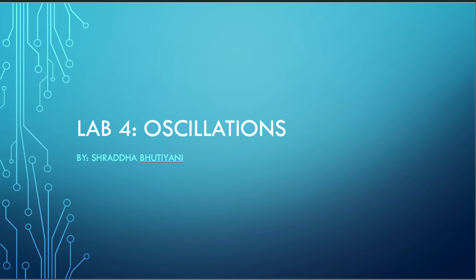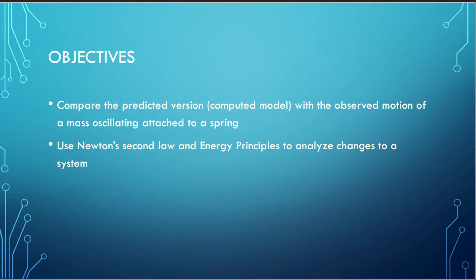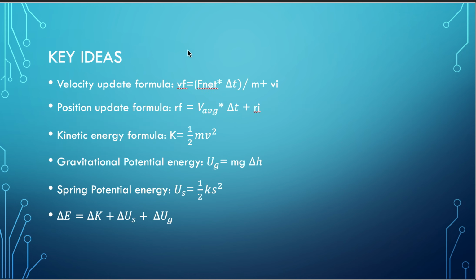My lab for oscillations. The two objectives of this lab were to compare the predicted version, the computed model that we created, with the observed motion of a mass oscillating attached to a spring, and we do this by using Newton's second law and energy principles to analyze changes to a system. Here are some of the key ideas and formulas that we use in this lab.